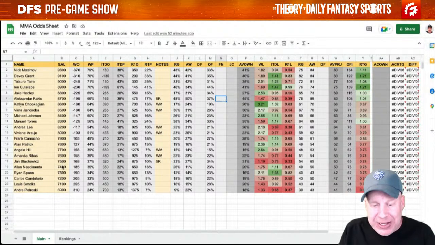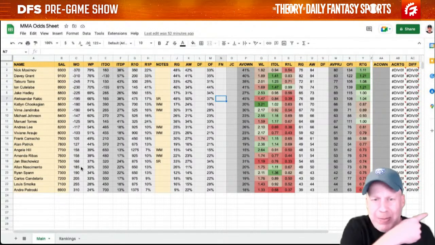I think even if you play the 6 underdogs, you play Blachowicz as your highest price fighter, right? Even if you do that, Blachowicz, Nascimento, Span, Candelario, Smolka, Petrosky, I don't think that is that absurd a lineup. It's a bit absurd, right? The likelihood of that coming in and being the optimal is very, very low. But I don't think it's that nuts, right?